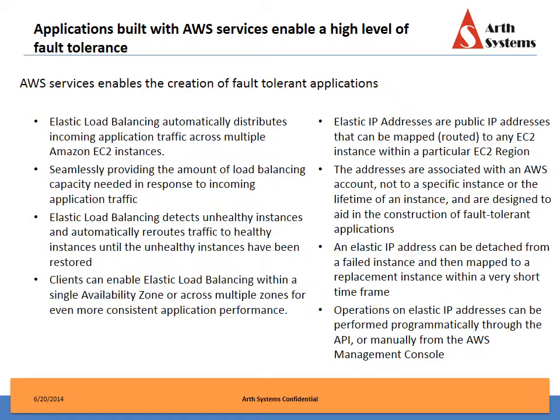AWS utilizes elastic IP addresses that are mapped to your account and can be detached from a failed instance and then mapped to a replacement instance in a very short time frame. These operations can be performed programmatically or manually.